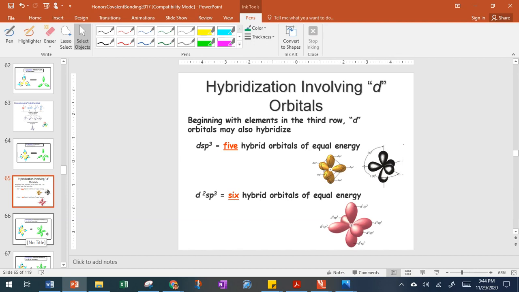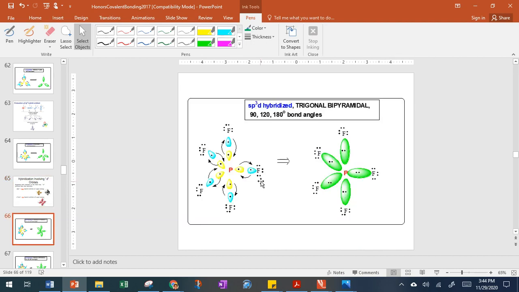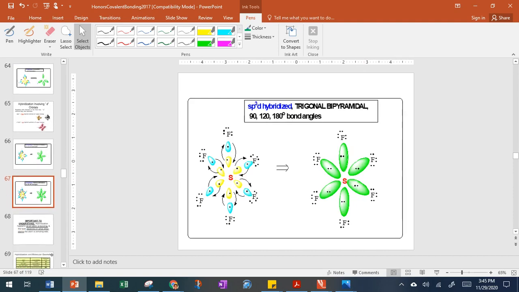Okay, so just some examples of these. We have 2 instances of an expanded octet. Here we have phosphorus pentafluoride. We see the dsp3 hybridization. And then we have sulfur hexafluoride, where we see the d2sp3 hybridization.